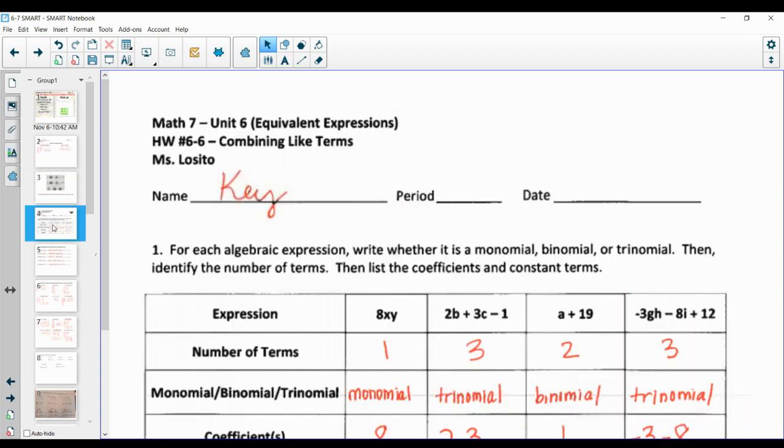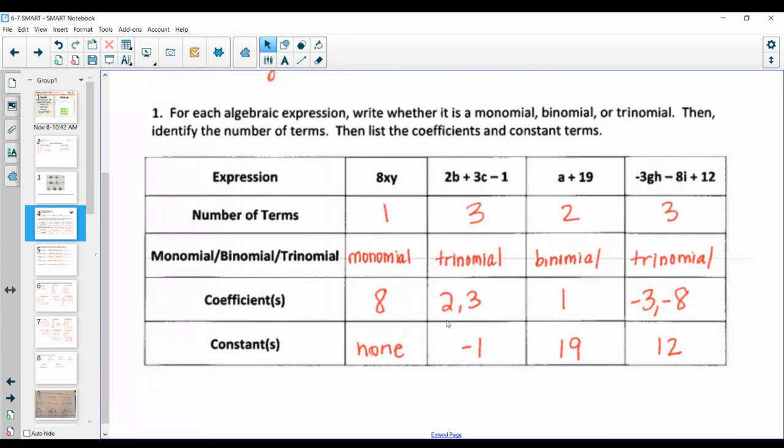On to the homework. You had 6-6 combining like terms. So check out the table. You had to identify the number of terms, whether it was a monomial, binomial, or trinomial. Remember, mono is 1. Trinomial is 3, a tricycle, and then a binomial is 2. Think of a bicycle, 2 wheels, just like for trinomial, 3 wheels. The coefficient is the number in front of the variable.